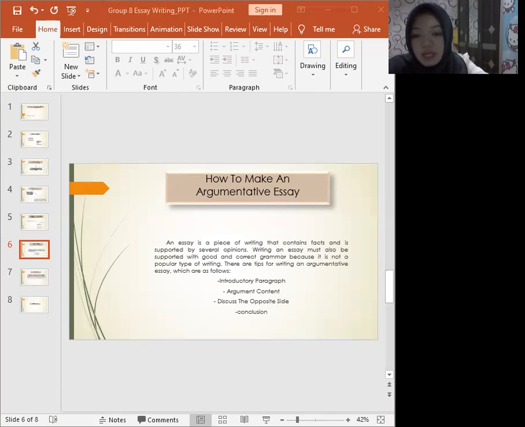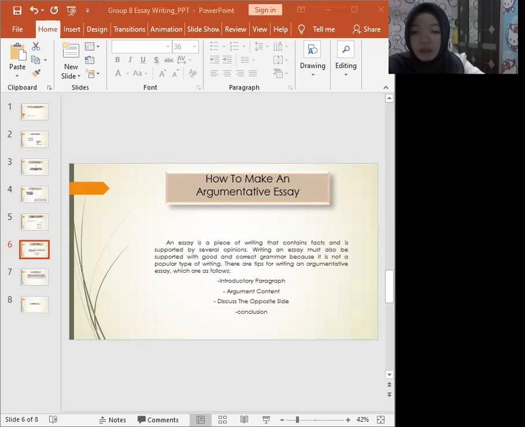And third, discuss the opposite side. Write down what you're opposing about your argument. This will show that you have thought critically about the topic. Discussing the opposing side will actually make your argument stronger. This section is usually a paragraph that is placed before the conclusion.